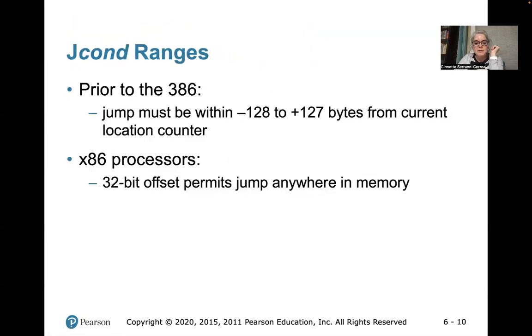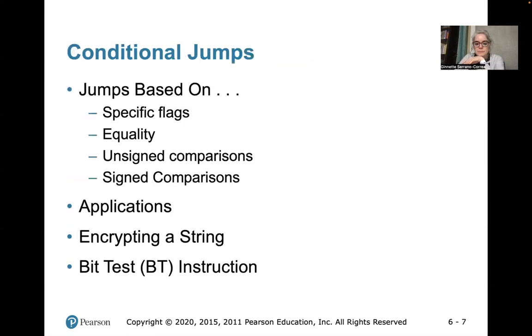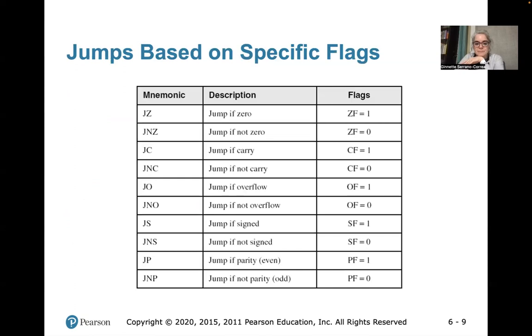So remember that if you compare signed numbers, it's a little bit different. If we're looking to see if the destination is greater than the source and we have signed numbers, then the sign flag is going to equal the overflow flag. Once again, you don't have to worry about that, but that JG instruction, that's what it's doing. It's coded to check to see if these flags are equal to each other, and if they are, it jumps to the label. But we don't have to worry about that.